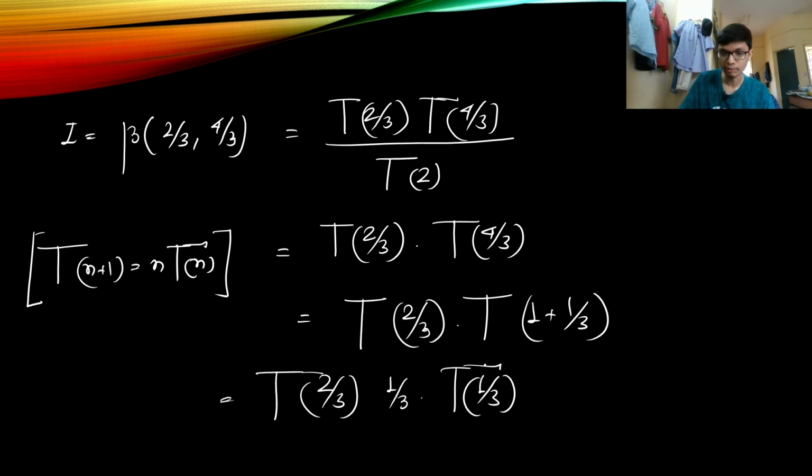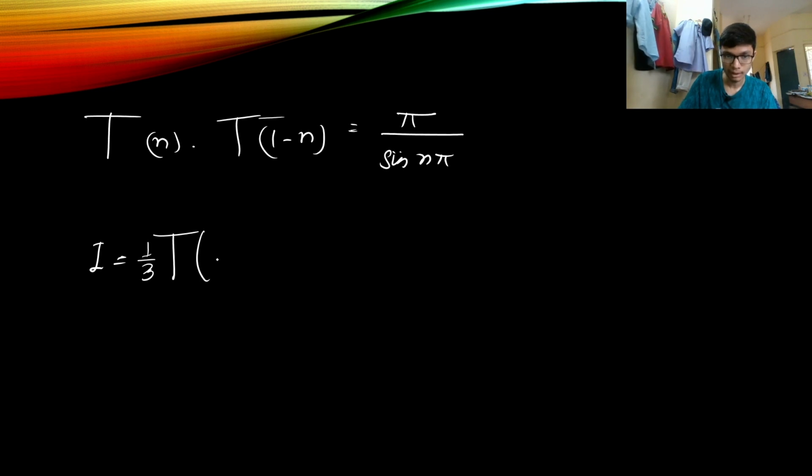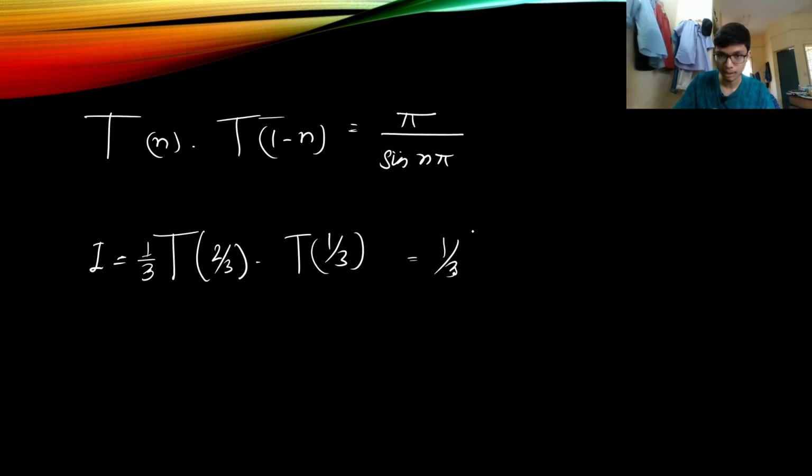Now again, we know another very important relation of the gamma function: gamma of n multiplied with gamma of 1 minus n is equal to pi divided by sine of n pi. So the integral becomes 1 by 3 times gamma of 2 by 3 multiplied with gamma of 1 by 3. Gamma of 2 by 3 can be written as gamma of 1 minus 1 by 3, multiplied with gamma of 1 by 3.